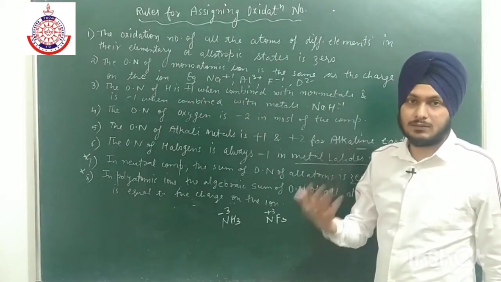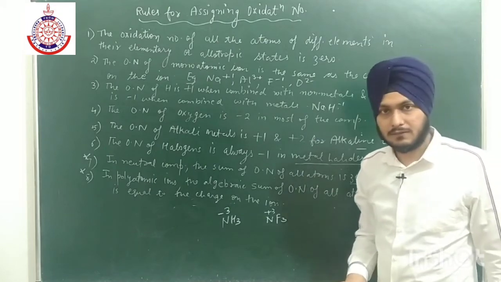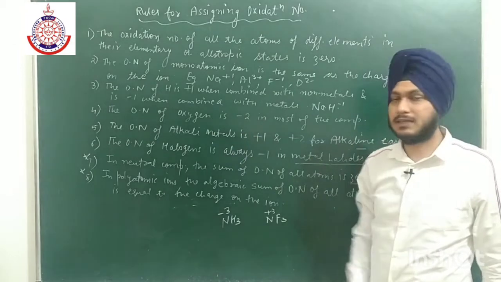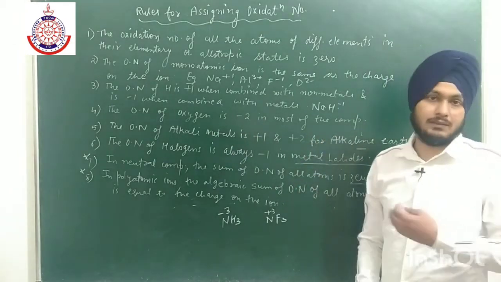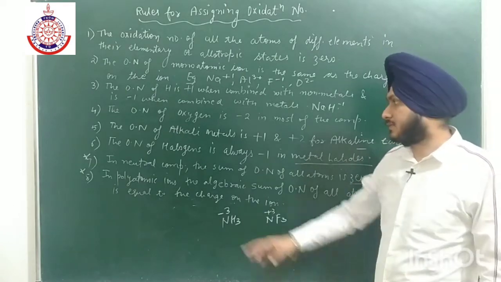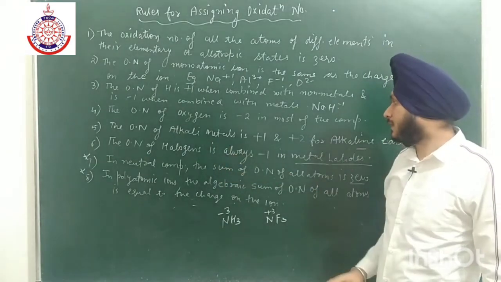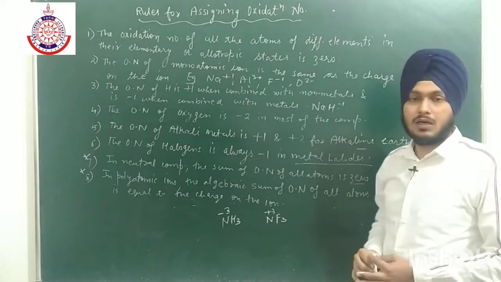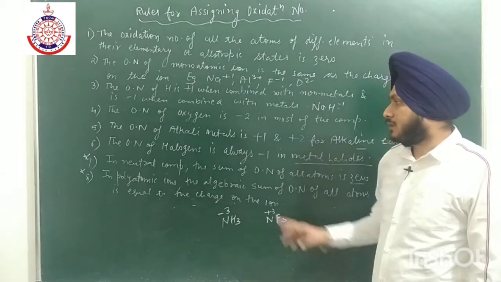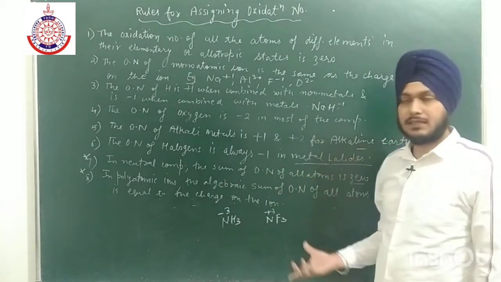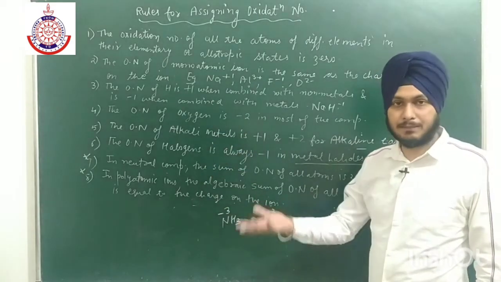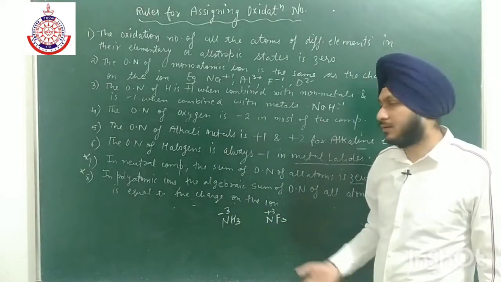Its oxidation number is taken to be -1 when it is combined with a metal. The oxidation number of oxygen is -2 in most compounds, but there are exceptions, like in the case of hydrogen peroxide, where its oxidation number is -1. The oxidation number of alkali metals is +1, or +2 in the case of alkaline earth metals. The sixth rule: the oxidation number of a halogen is always -1 in metal halides only. The oxidation number of a halogen may be +5, +6 and +7 also.